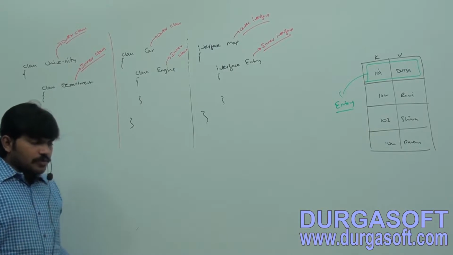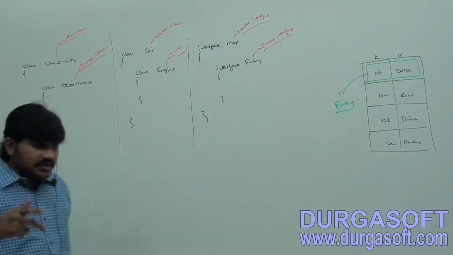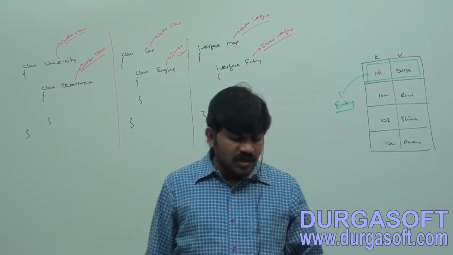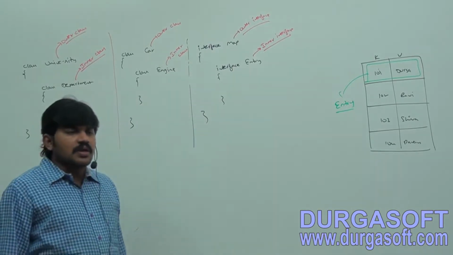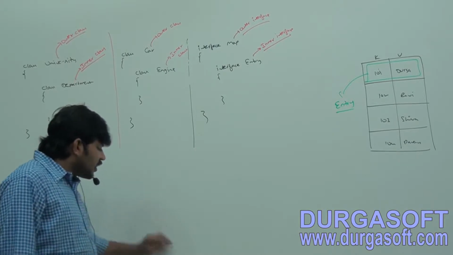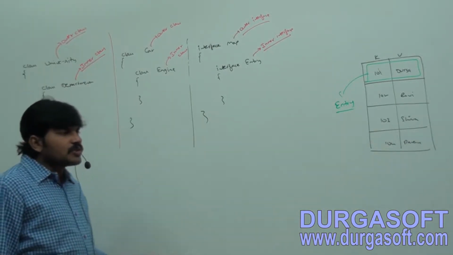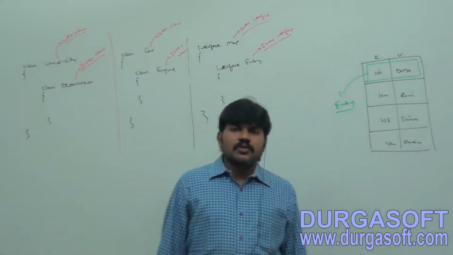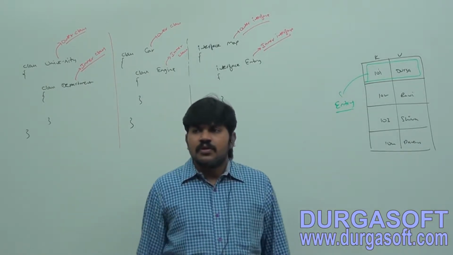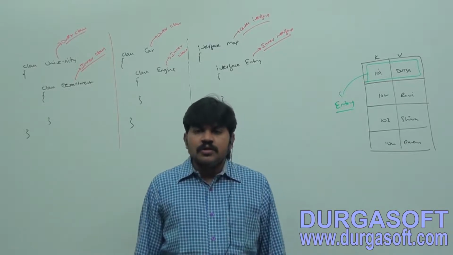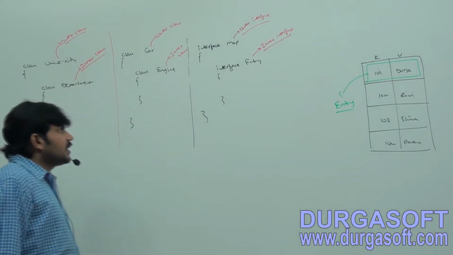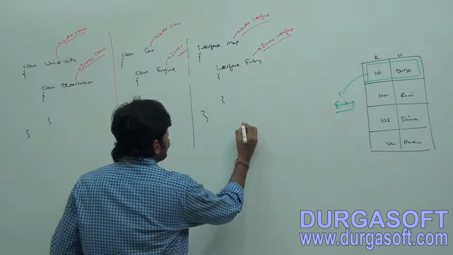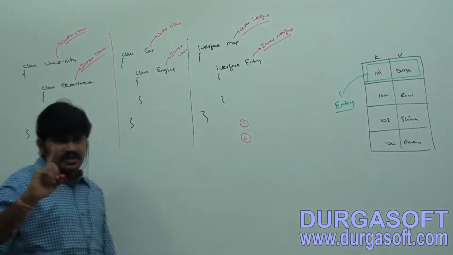Note. First one. Without existing outer class object, there is no chance of existing inner class object. Okay, so that is the first one. Now the second point.